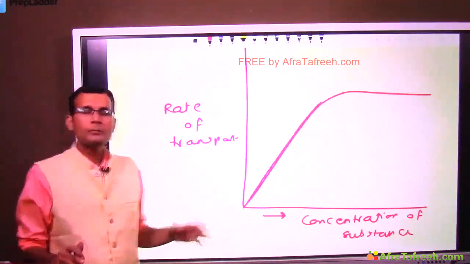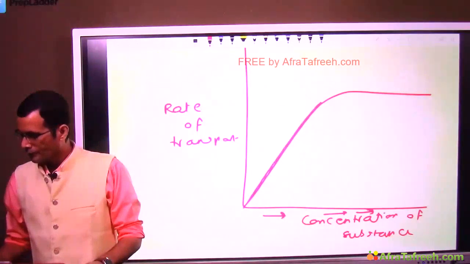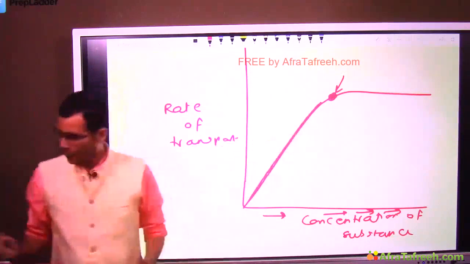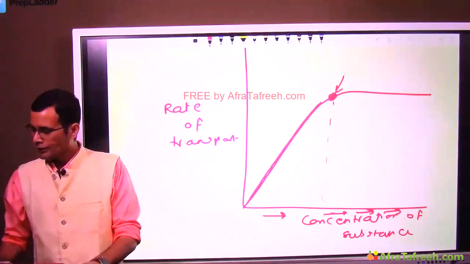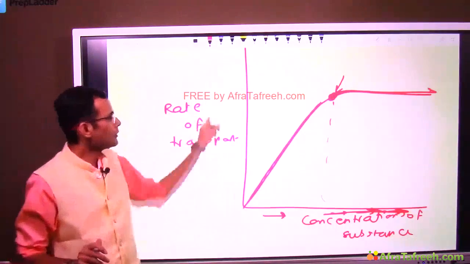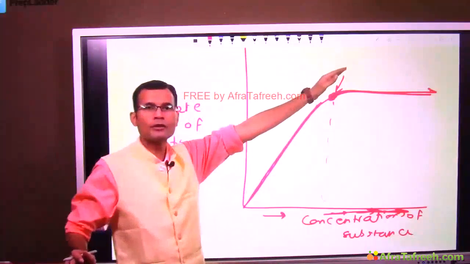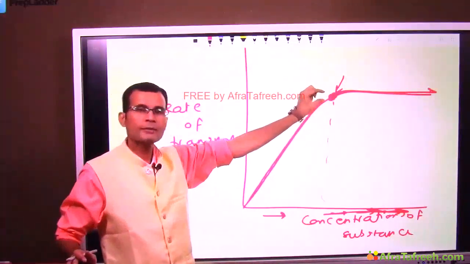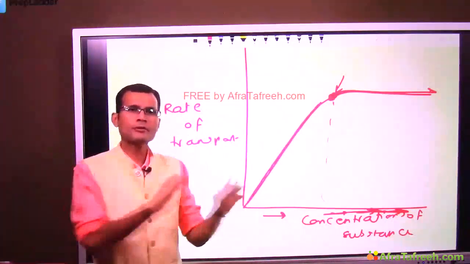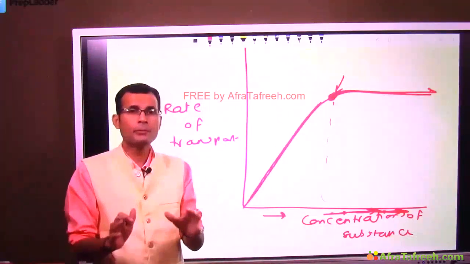And then later on, you increase the concentration further. Carrier gets saturated. So beyond this point, you increase the concentration further, carrier has got saturated. So rate of transport will not increase any further. The graph will not go any further. Whatever maximum was reached, that maximum will stay. Carrier will just deliver the substance at that maximum rate because the carrier is completely saturated at that particular concentration.